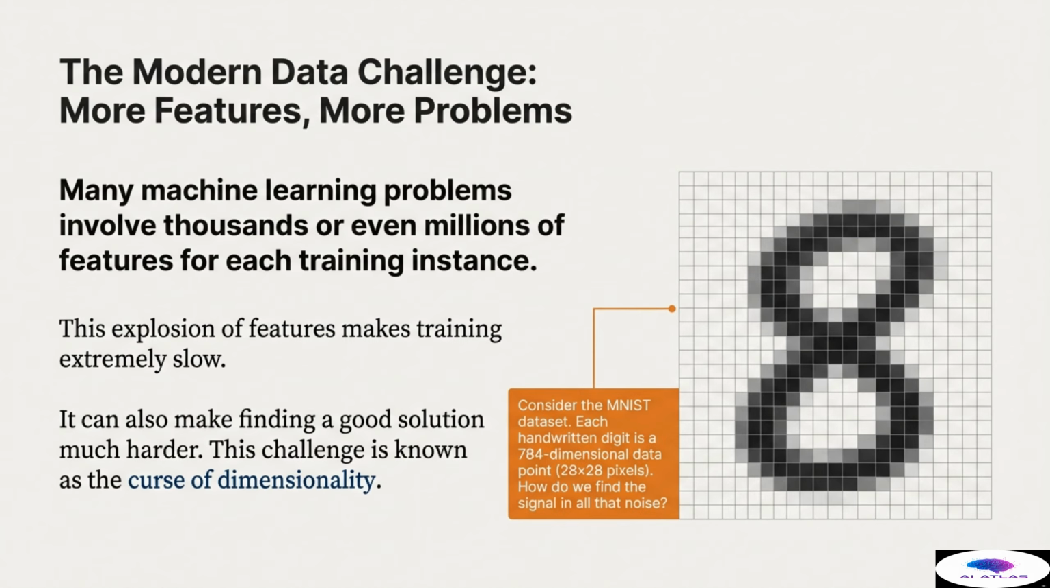Consider the classic example of the MNIST dataset, a foundational benchmark in machine learning. Each handwritten digit is represented by a 28 by 28 grid of pixels. This means that every single data point is a 784-dimensional vector. Our challenge is to find the meaningful signal, the actual shape of the 8, amidst all the noise across those 784 feature dimensions. We need effective methods to drastically reduce this complexity without losing the crucial signal.